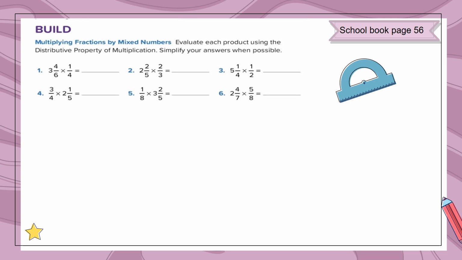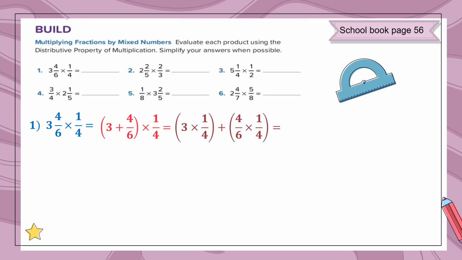Now our school book, page 56. Evaluate each product using the distributive property of multiplication. Simplify your answers when possible. Number 1, 3 and 4 over 6 times 1/4. 3 and 4 over 6 means 3 plus 4 over 6 times 1/4. Then I will distribute 1/4 with 3 and 1/4 with 4 over 6. So it will be 3 times 1 over 4 plus 4 over 6 times 1 over 4.